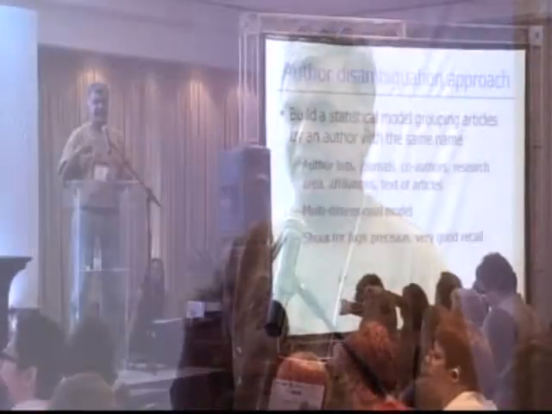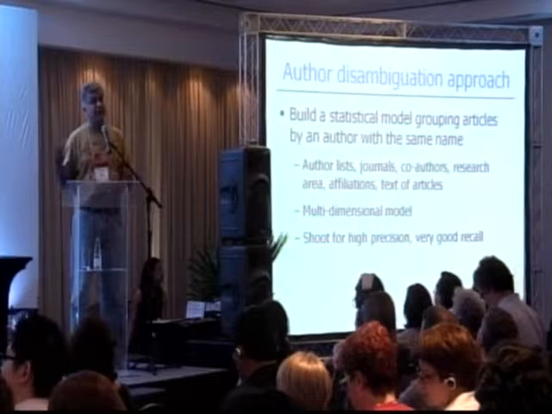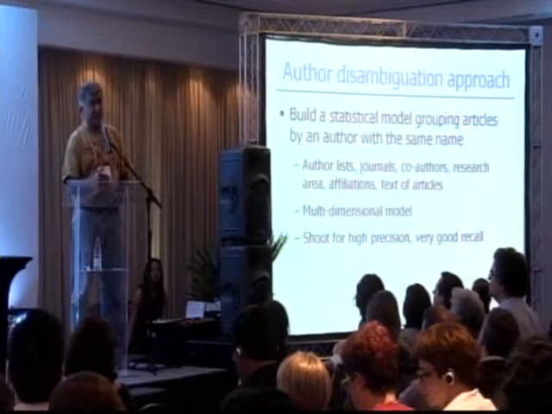For the disambiguation, we build a statistical model looking at every possible dimension there is. We look at co-author lists, journals, co-publications, research areas, affiliations, citation patterns, text of articles, what have you. We build a multi-dimensional statistical model, shooting for high precision, which means I must be right, but a very good recall, which means I need not always get every single article by this person. It's okay for me to create two different groups or three different groups of articles for a given person. I will describe why that trade-off allows this difficult problem to be approached in a reasonable way.